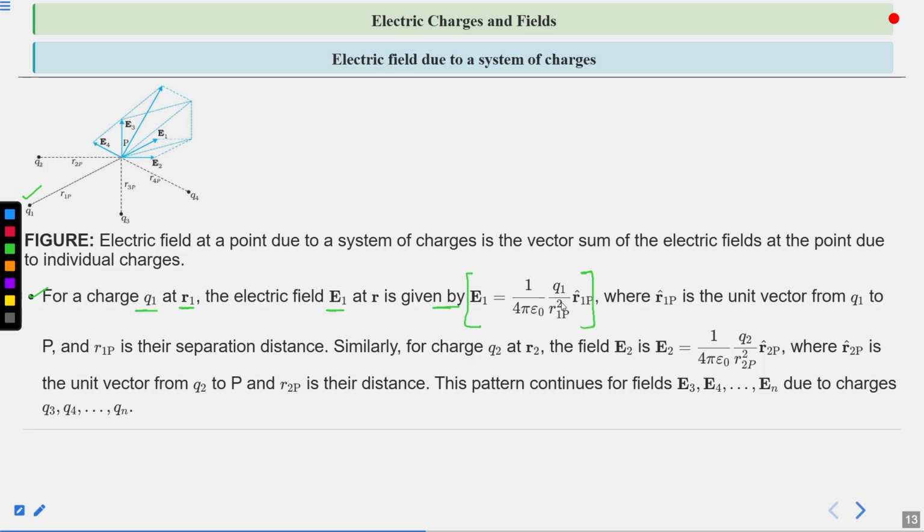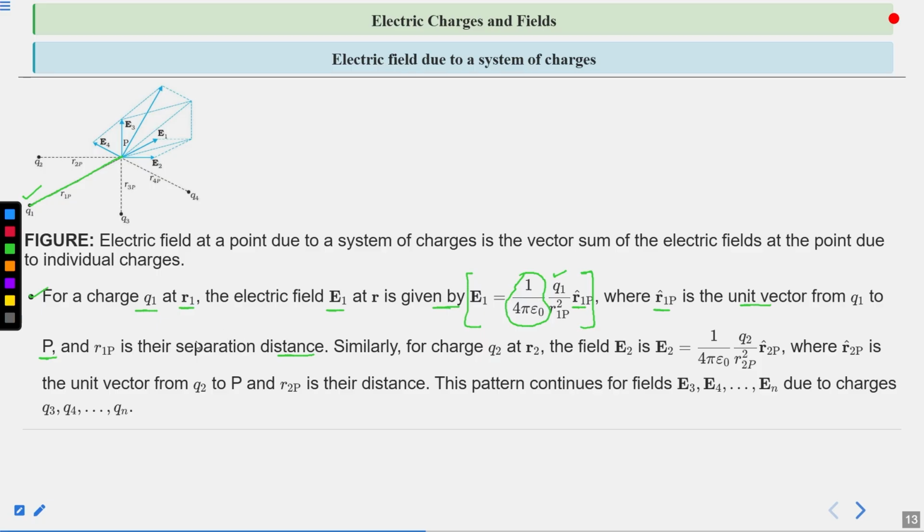Here Q1 is the charge, and 1 upon 4 pi epsilon naught is the constant term in vacuum. r1P is the separation from the point P to the charge Q1, so it will be r square 1P according to the formula, and r cap 1P is the direction of the electric field. r cap 1P is the unit vector from Q1 to point P, and r1P is their separation distance. So this is all for the charge Q1.